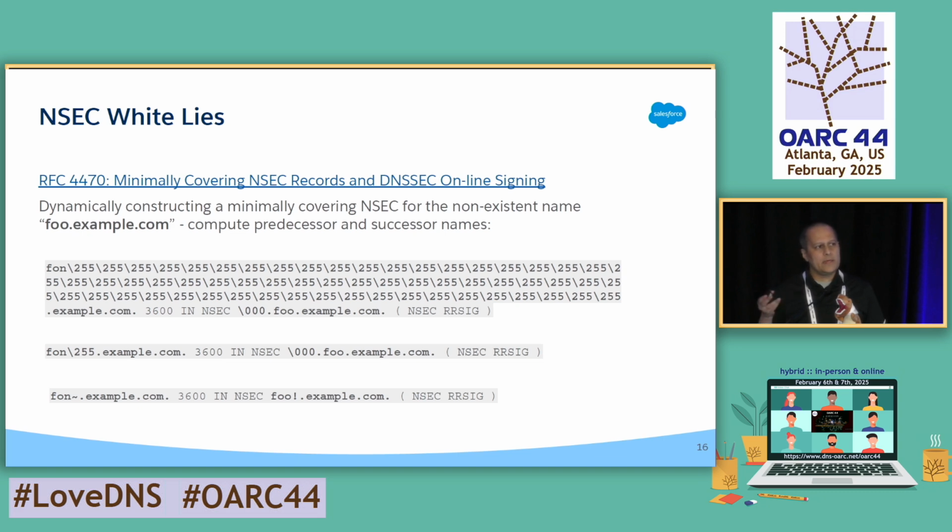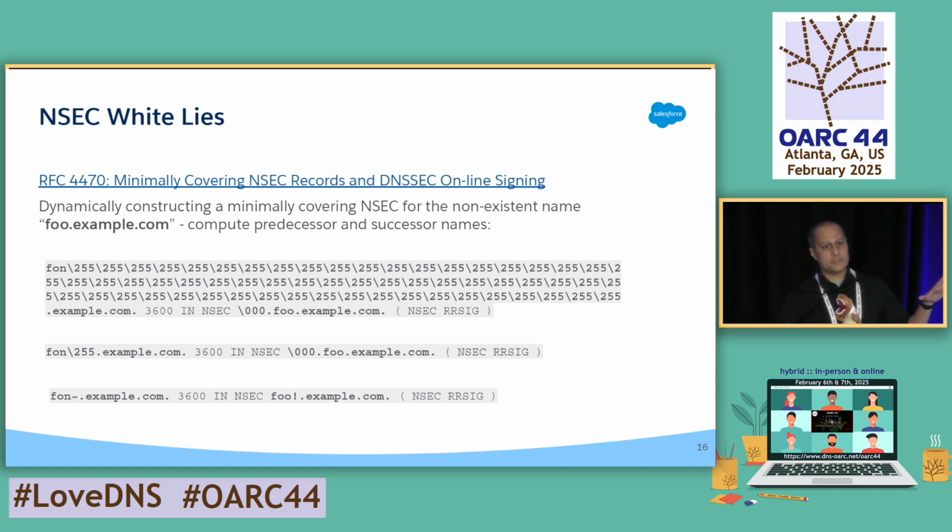So the non-existent name foo.example.com, the successor name is pretty easy to compute. You can just prepend a 0-octet label to the front of the name. The predecessor is a little bit complicated. If you want an accurate one, you have to decrement the ASCII ordinal of the last character of the first label and then pad out all ones to the full length of the label, right?